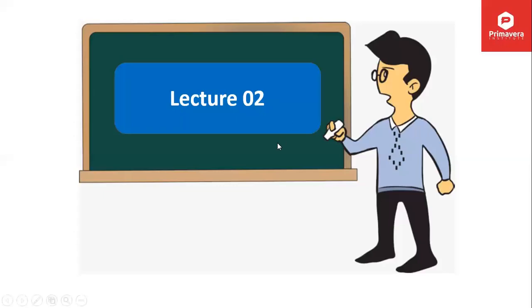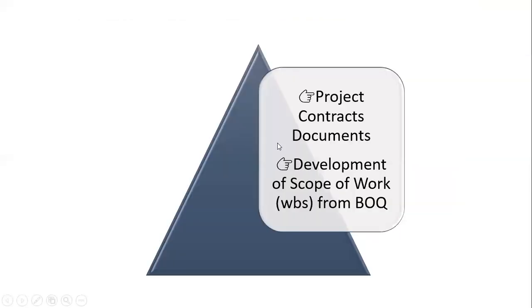In lecture 2, we are going to study about project contracts and documents and development of scope of work, like WBS from BOQ. These two things we will discuss today. That is the most important thing for project planning engineers. So let's start this journey.